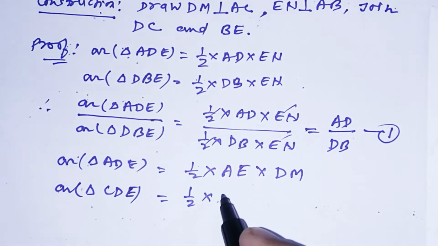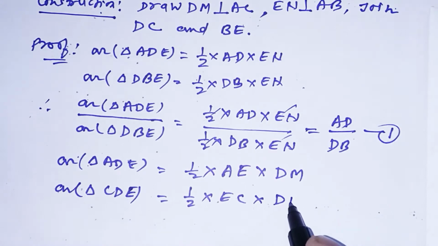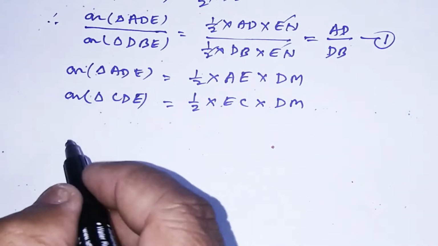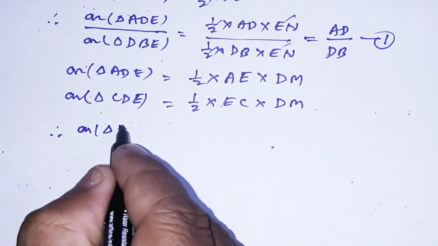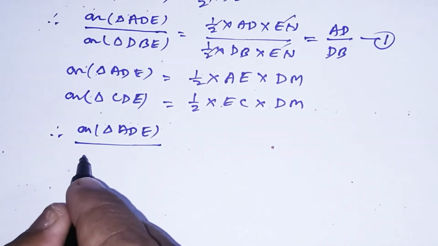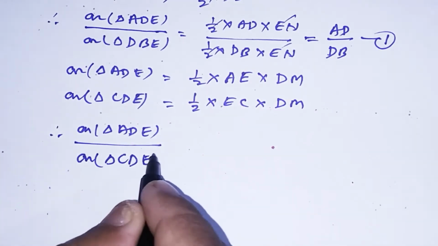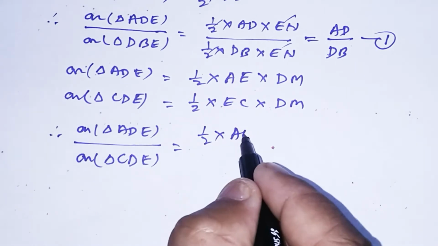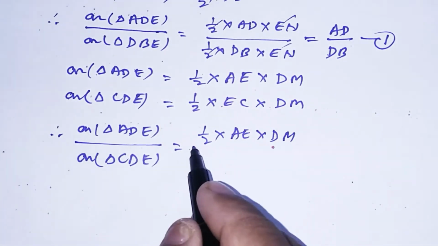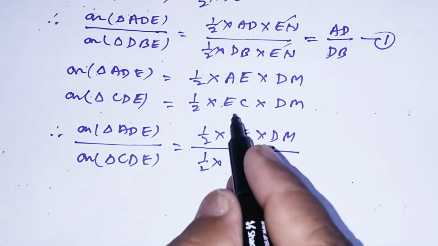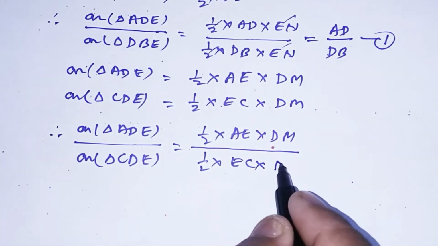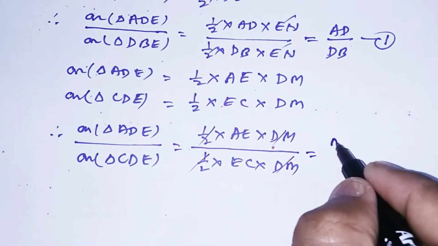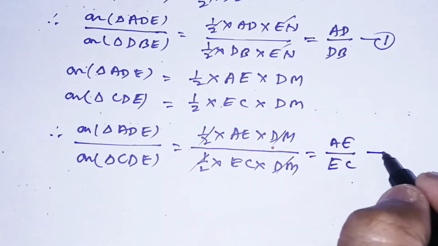Half into base is your EC, then height is your DM. Okay. Now again we take the ratio of these two. So therefore area of triangle ADE divided by area of triangle CDE will give you 1 by 2 into AE into DM from here divided by 1 by 2 into EC into DM. Here again DM cancels, half cancels. So final result is AE by EC. This is equation number 2.